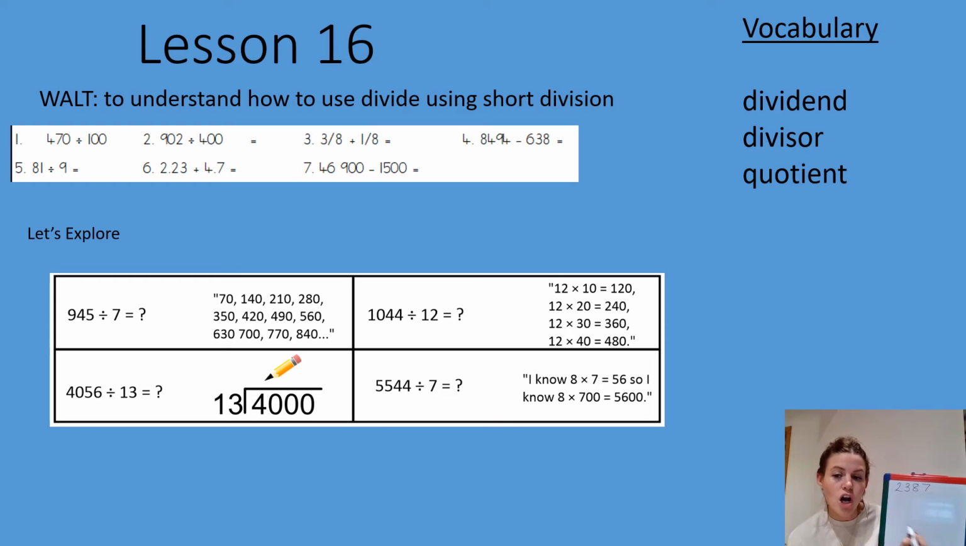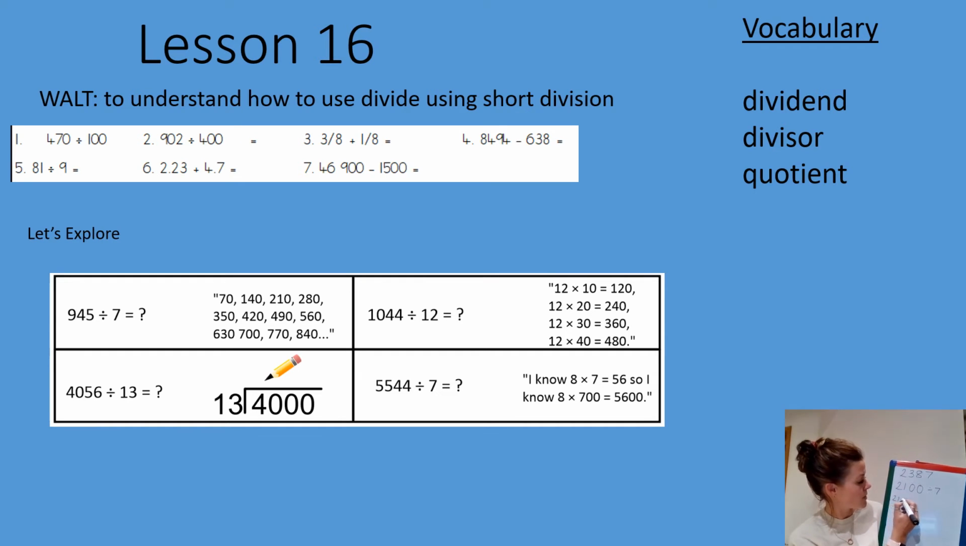Well, I know in the number 2,387, I've got a closest multiple of 7 there. I've got 2,100. That's a close multiple of 7. And 2,100 divided by 7 is going to get me fairly close to what 2,387 divided by 7 is going to be. So I can start using what I know.